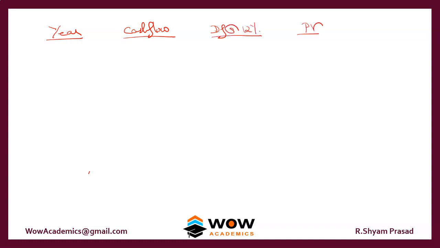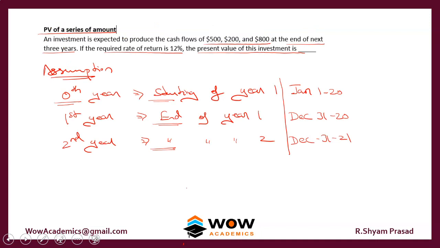So we'll move on to solve this problem. We'll set up a table. We had 3 years, 1, 2 and 3, and we look at our cash flow. Our cash flows are 500, 200, 800.